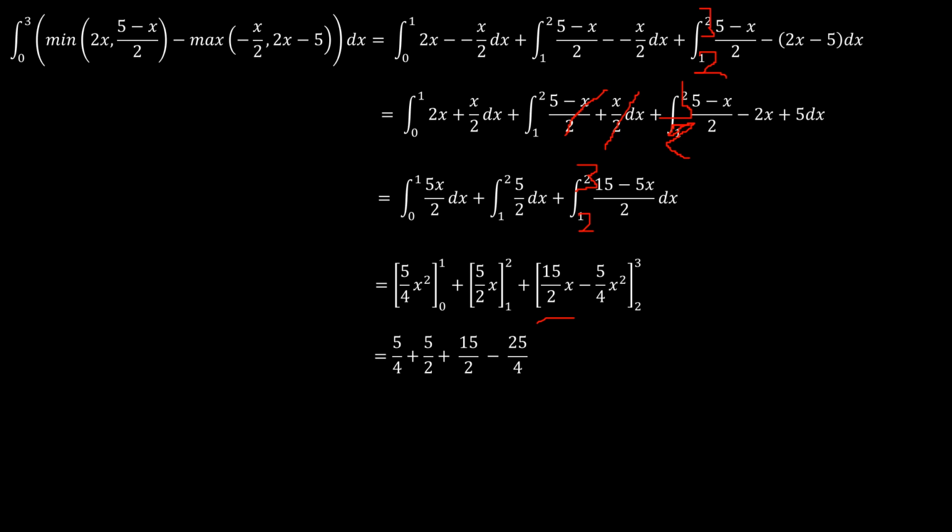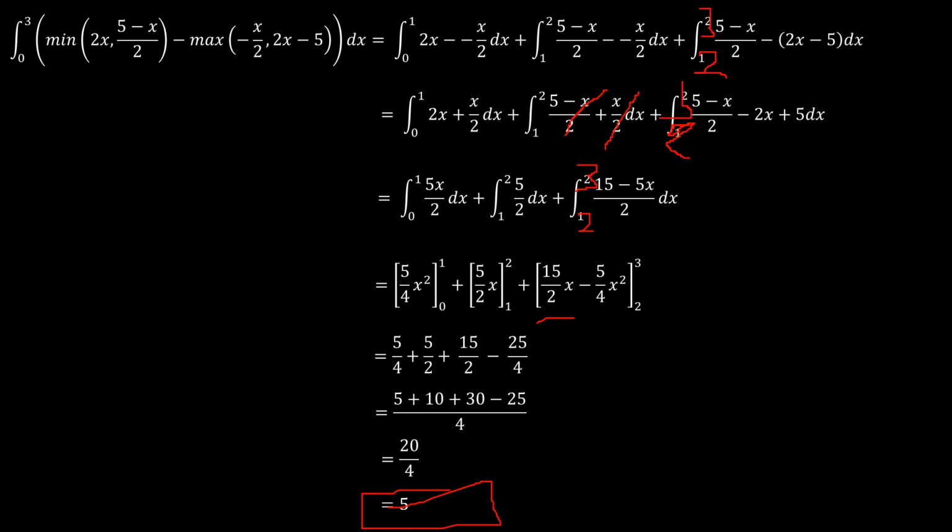3 squared, yeah, it's 5, so 5 times 5 is 25 over 4. Then now getting a common denominator here, we use 4, so 4 divided by 4 times 5 is 5, 4 divided by 2, 2 times 5 is 10, 4 divided by 2, 2 times 15 is 30, minus 4 divided by 4 times 25 is 25. And so eventually we get 20 over 4, and the answer is 5. So this is the final answer.